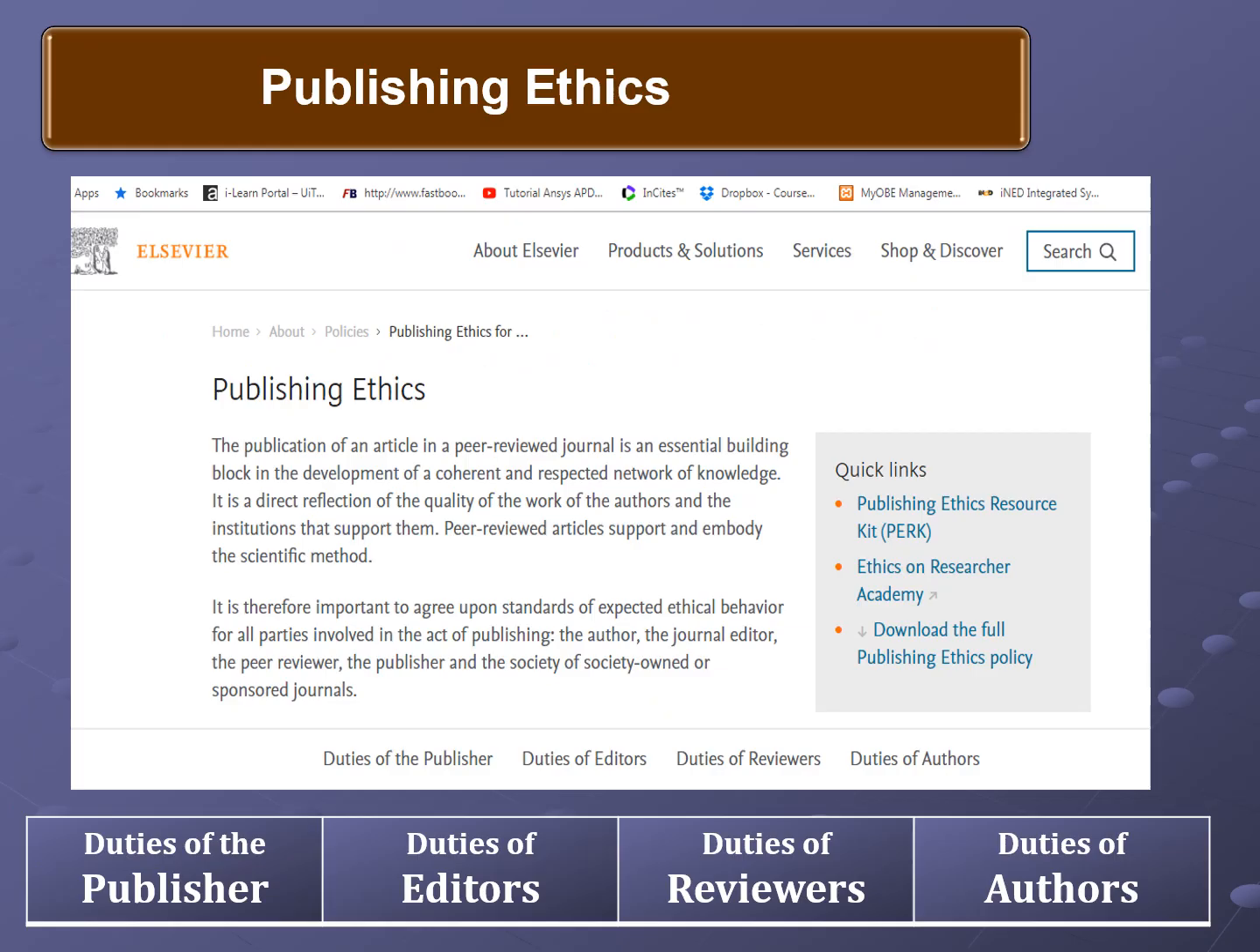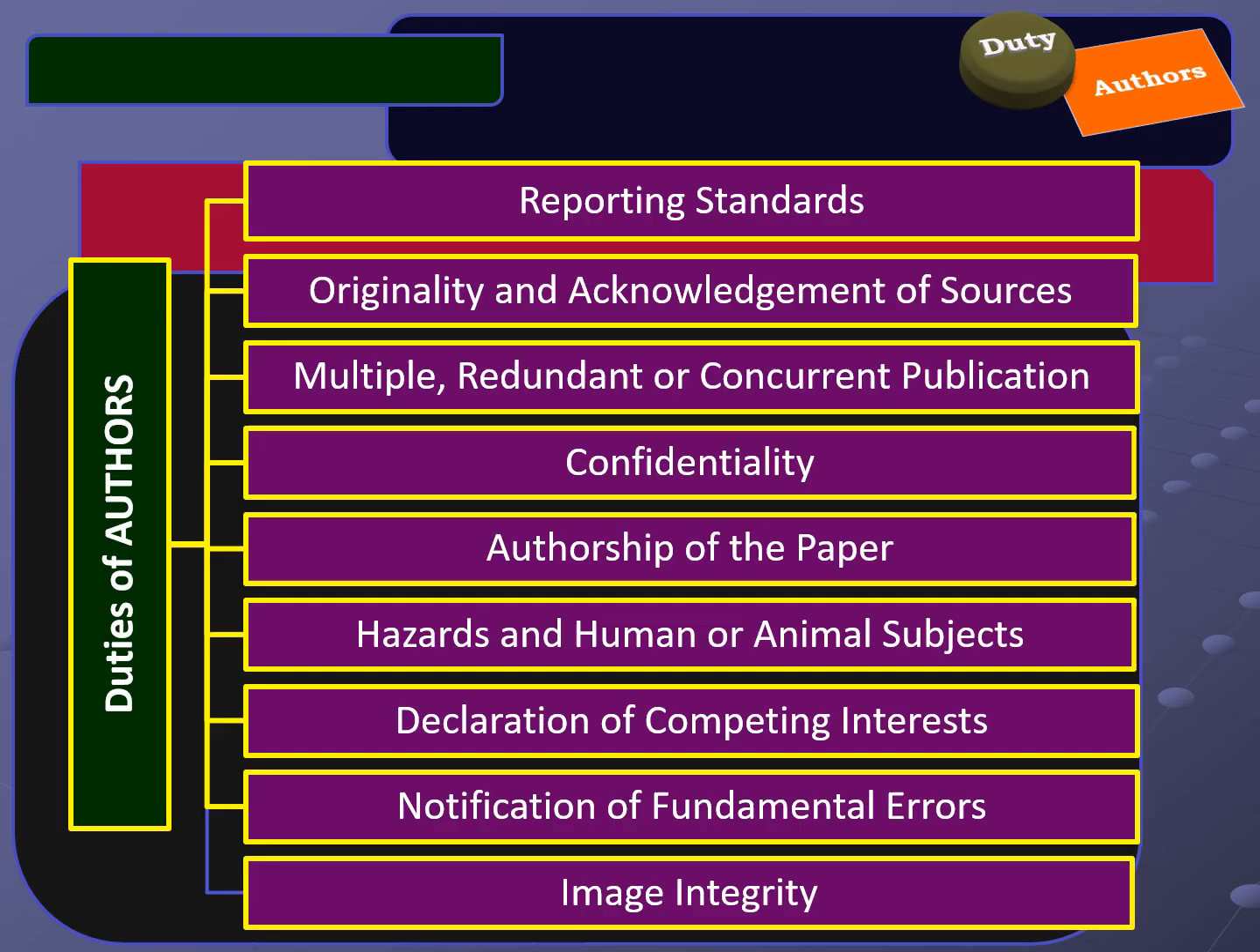Okay, you may also want to refer to the publishing ethics, because Elsevier has put publishing ethics there. There's a website here, the duties of the authors. So you can see in general the duties of the authors. You have to follow the reporting standards. It might be originality, confidentiality, image integrity. For more information, you can go to the Elsevier website.